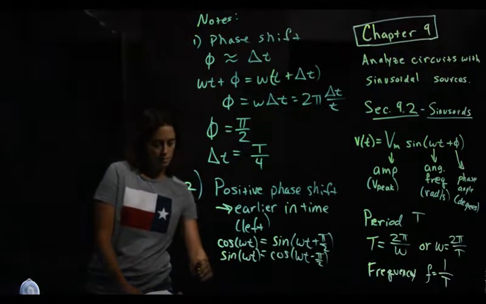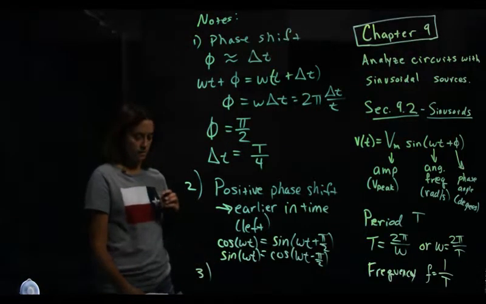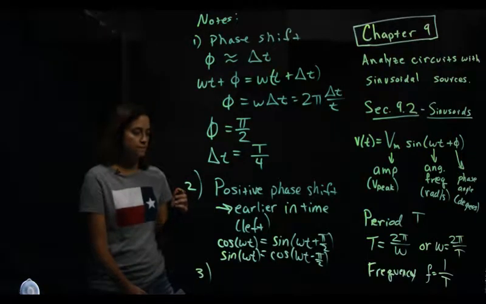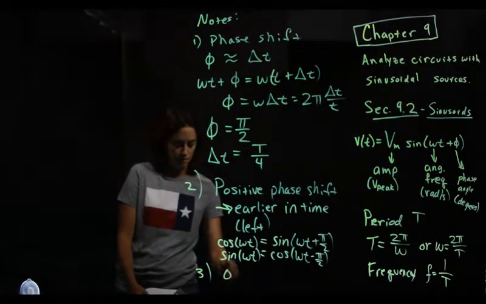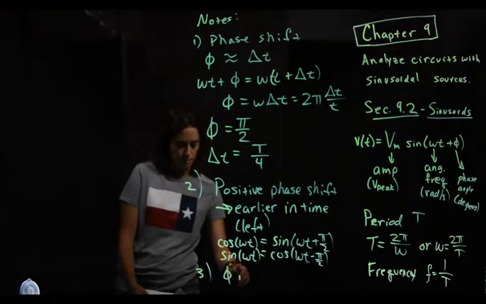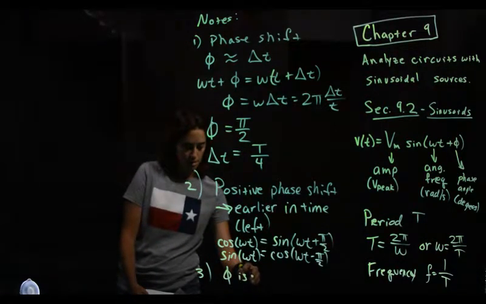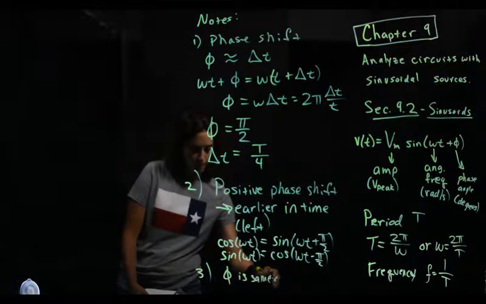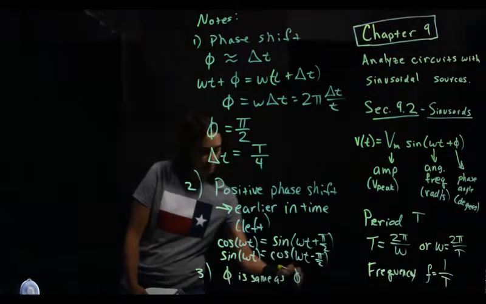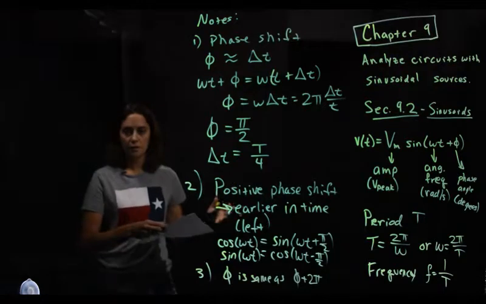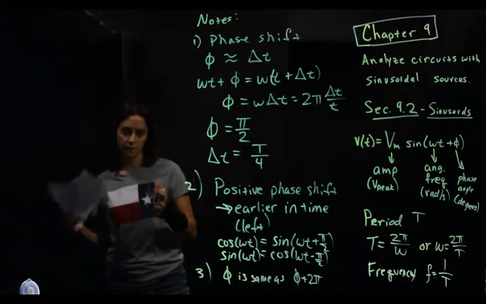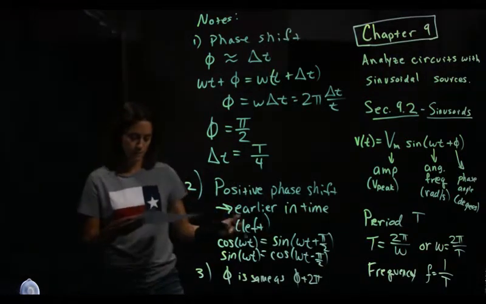And the third one, if I can squeeze it down here, is a phase shift phi is the same as phi plus pi over 2, right? So if you shift a sine or a cosine pi over 2, it looks exactly the same. So that's what that's saying.